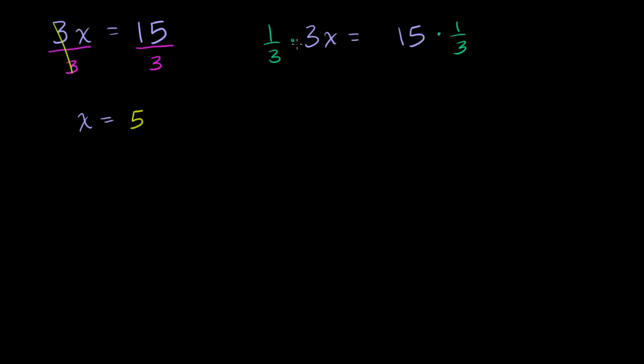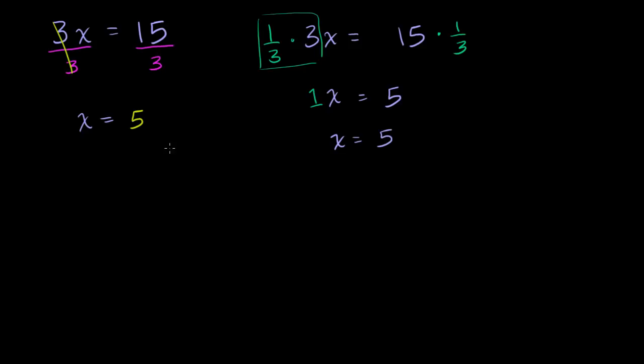You say, look, 1/3 of 3 is 1. Right? When you just multiply this part right here, 1/3 times 3, that is just 1. 1x is equal to 15 times 1/3 is equal to 5. And 1 times x is the same thing as just x. So this is the same thing as x is equal to 5. And these are actually equivalent ways of doing it. If you divide both sides by 3, that is equivalent to multiplying both sides of the equation by 1/3.